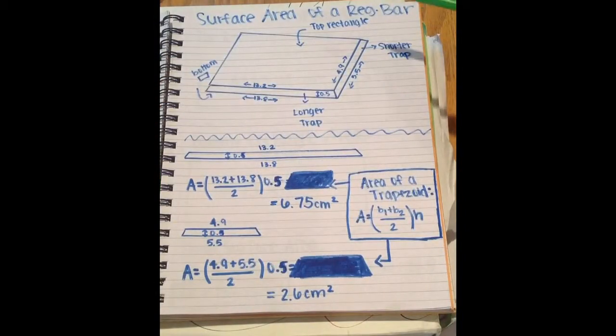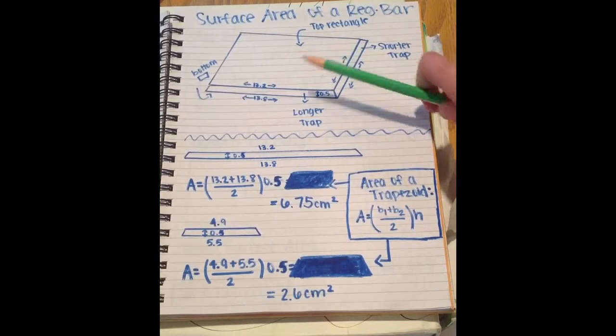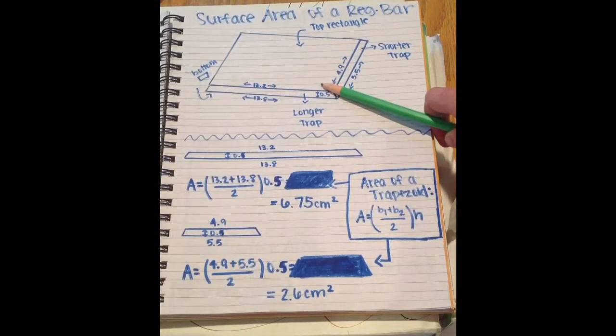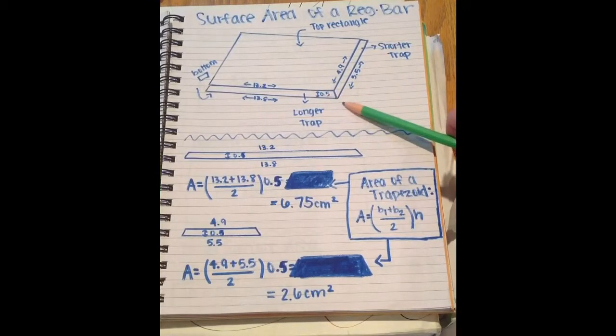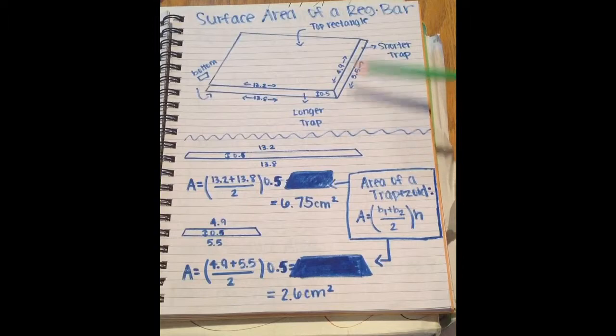So next up is to find the surface area of the regular Hershey's chocolate bar, and I broke this up into 6 different faces. The top face of the bar is just a rectangle, and then the bottom face is also a rectangle, but it's a little bit bigger. And then each side, like I have said before, is a trapezoid.